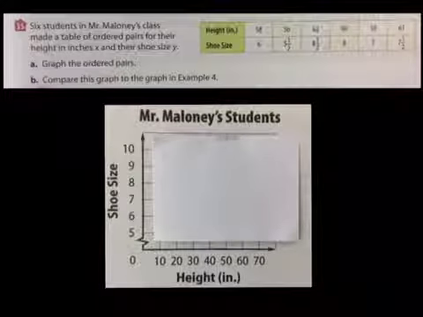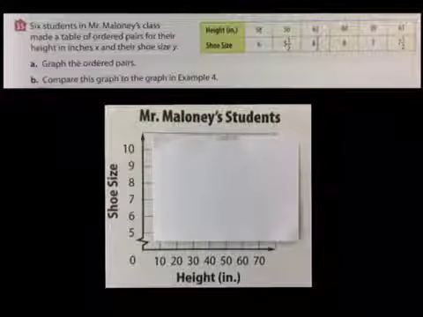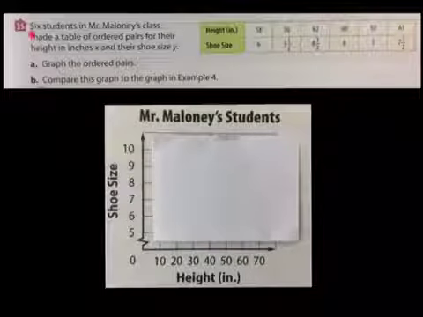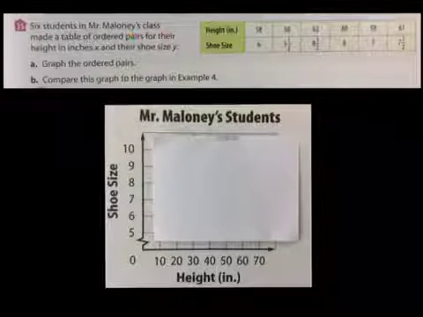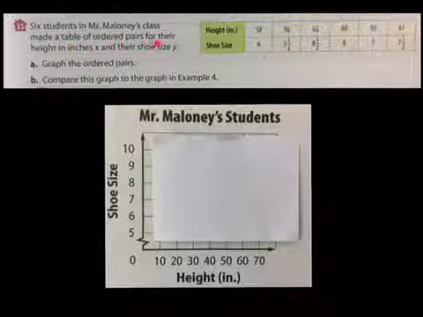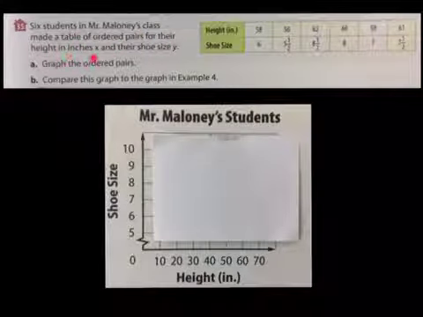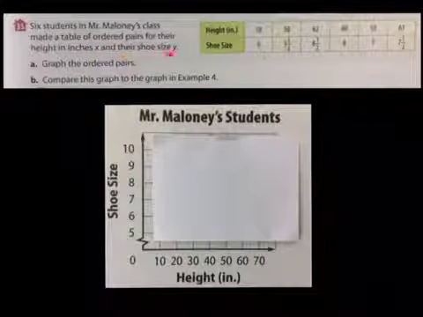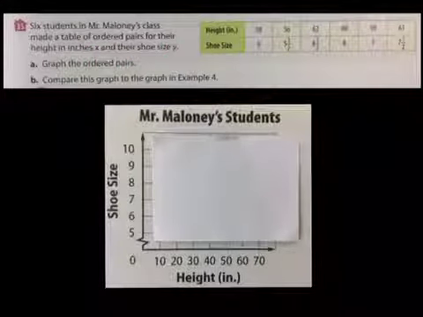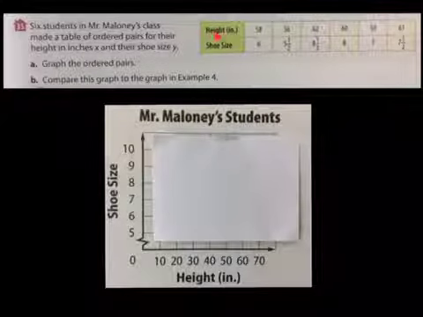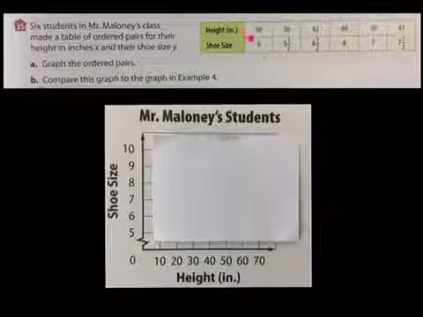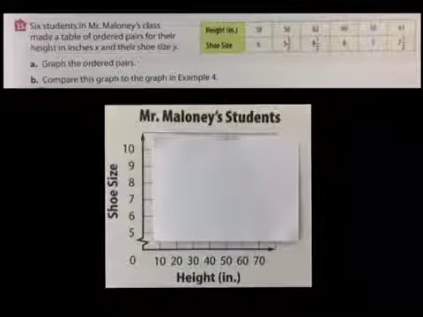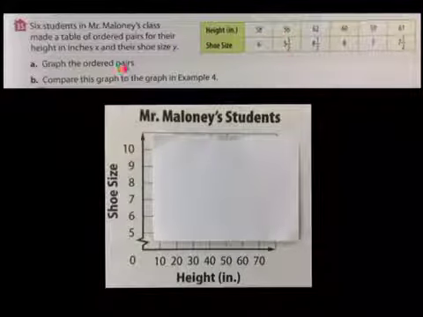For question 35, we're looking at two other quantities. Okay, and they don't. Well, I'll explain in a minute. 6 students in Mr. Maloney's class made a table of ordered pairs for their height in inches, which is the domain, height is x, and their shoe size, which is the range, y. Okay, so if a student was 58 inches tall, their shoe size was size 6, and so on. Okay? Graph the ordered pairs.